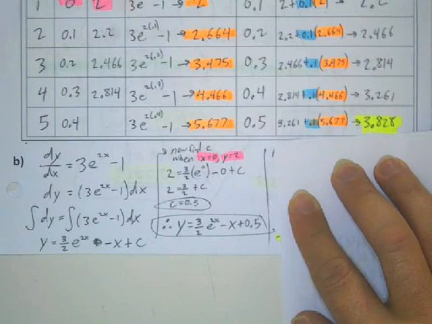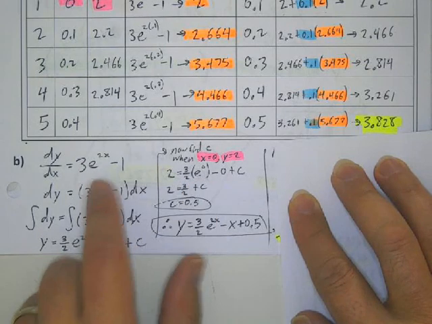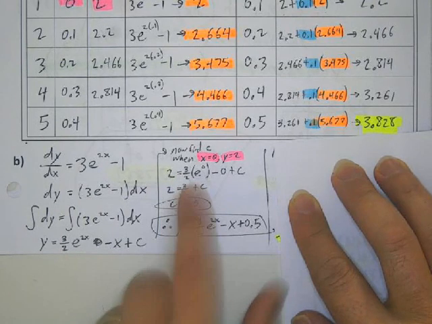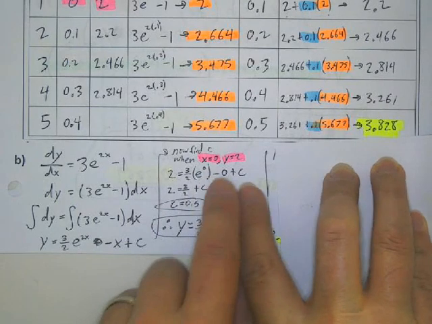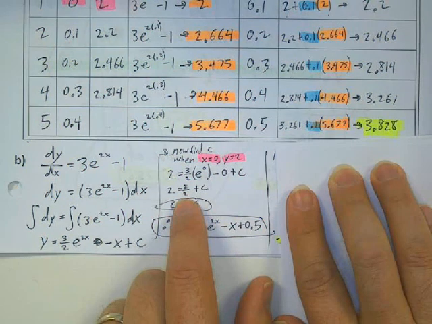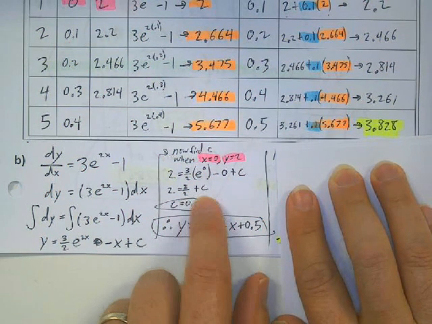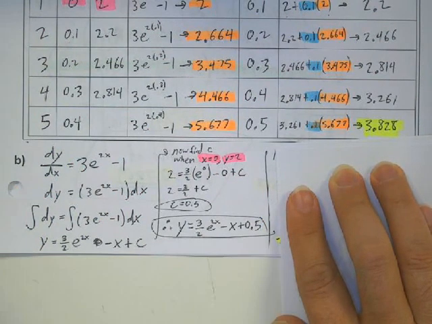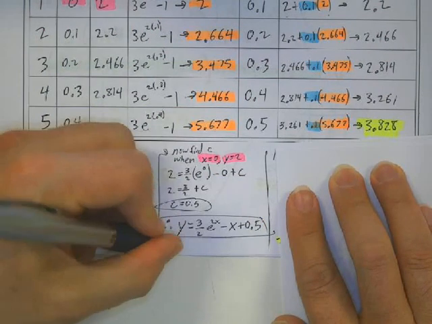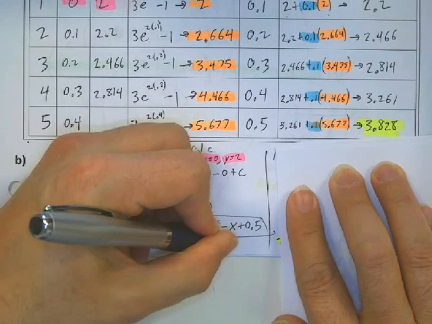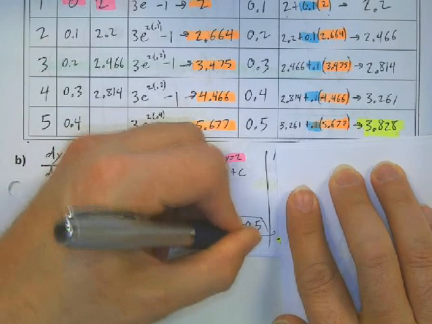And then I end up plugging 0 in for x and 2 in for y. So now I have, from this equation, 2 equals 3/2 e to the 0 plus c. So e to the 0, that's just 1, right? So 2 equals 3/2 plus c, so c is going to be 0.5. So here is my particular solution. Particular equation. Not solution, it's an equation, isn't it?